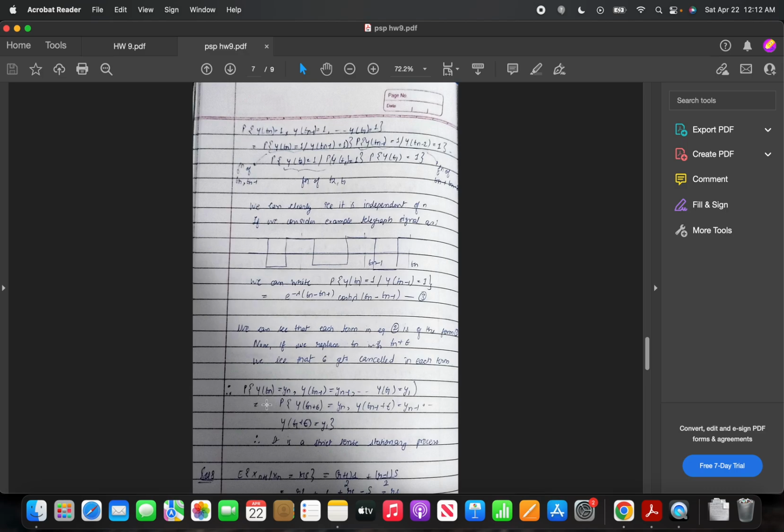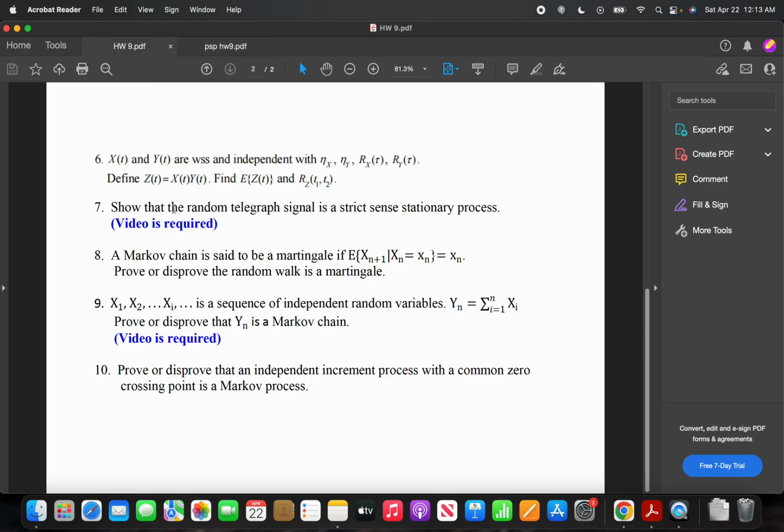So this is what we had to prove, and so we can say that this is a strict sense stationary process. And that is what we had to prove for the random telegraph signal.